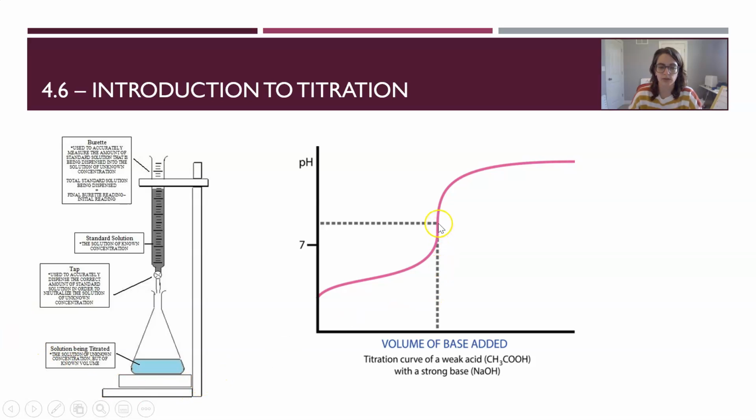We need to know that the equivalence point is where all of the analyte has been consumed, and that we know we have reached the endpoint based on the color change of our indicator. The goal is to have your endpoint and your equivalence point at the same pH, or as close to the same pH as possible, so that your endpoint tells you your equivalence point.